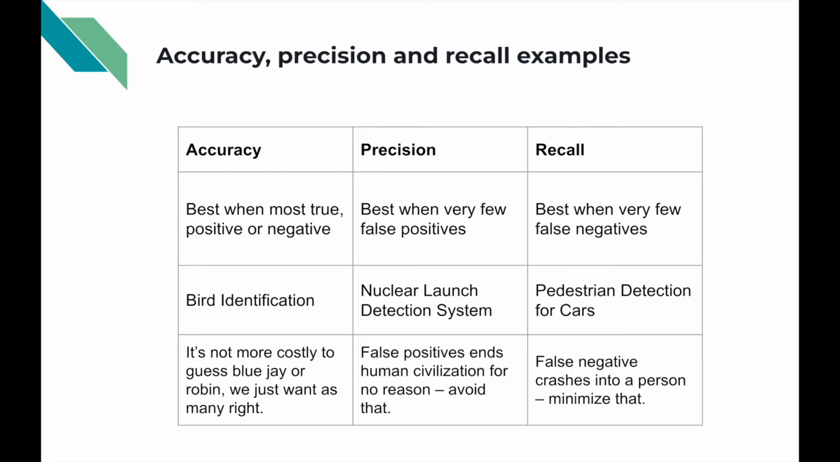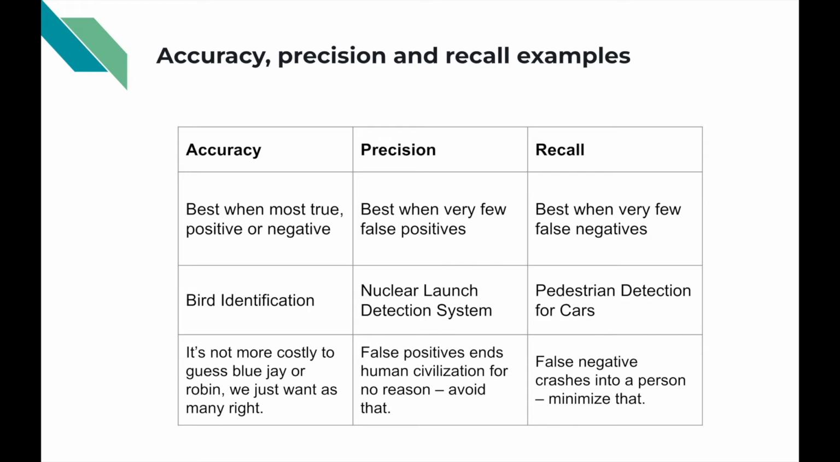Going back to the first slide of examples, we can take those same examples through these 3 metrics again. When we look at the bird identification problem, it's not actually costly to guess blue jay or robin. We just want as many right as possible, so we are maximizing the true positives and true negatives count, and therefore we want accuracy.